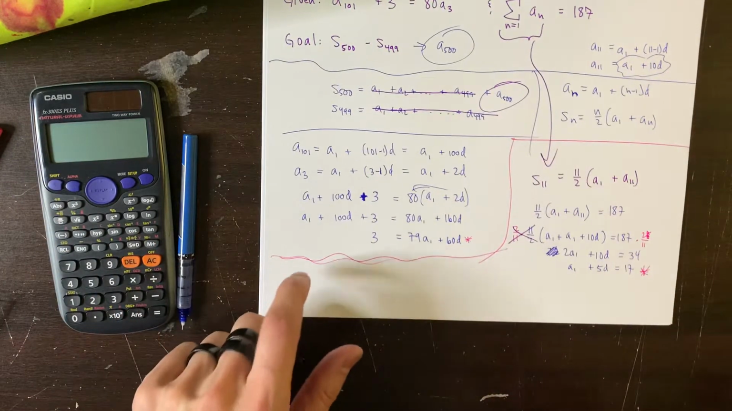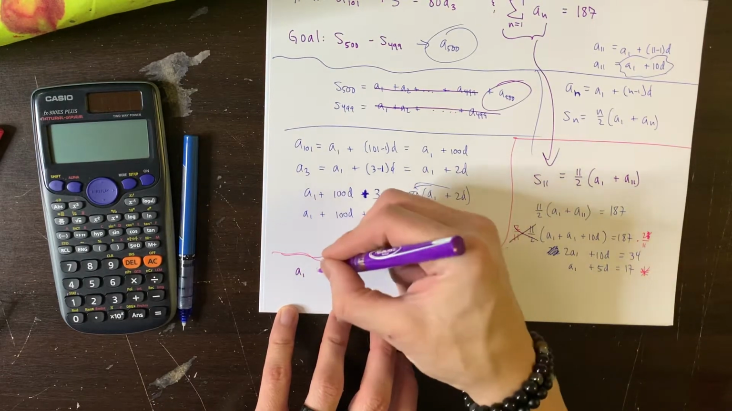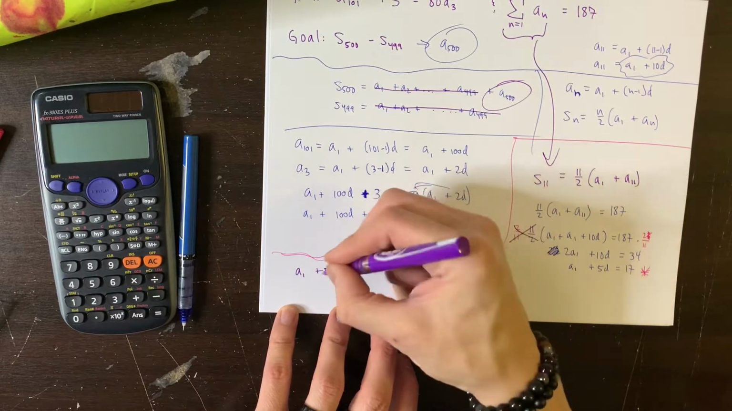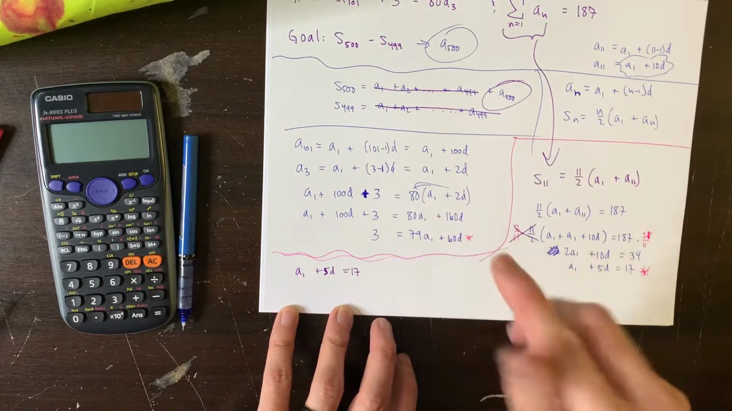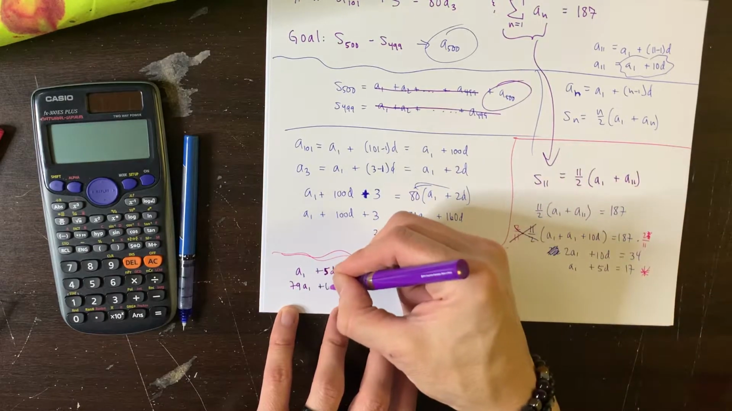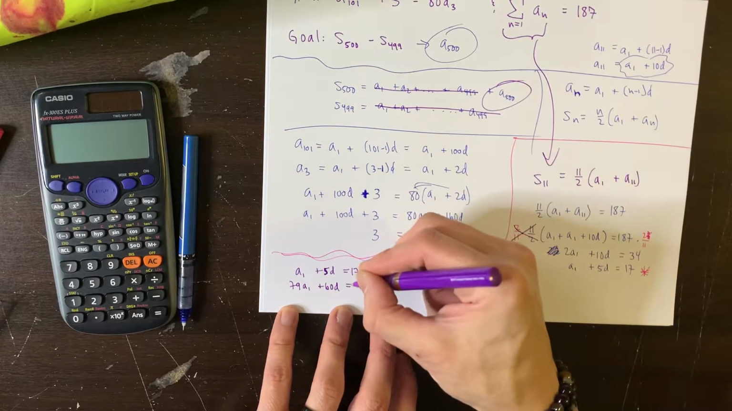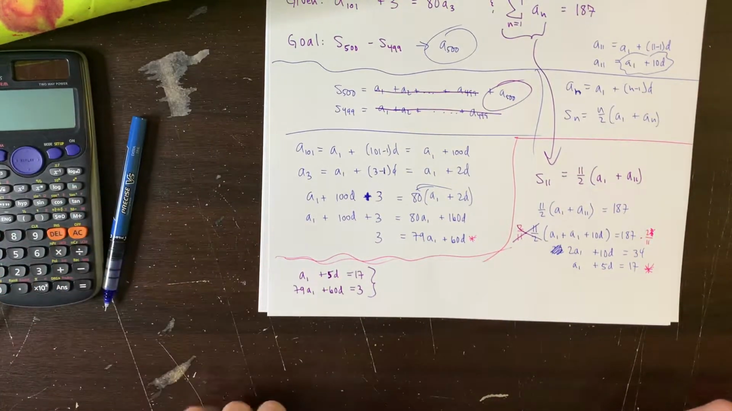And I'll create the system down here in purple, where the first equation says A1 plus 5D equals 17. And the other one from earlier in the video, 79A1 plus 60D equals 3. Put a bracket. Let's solve that system. How about, check it out.